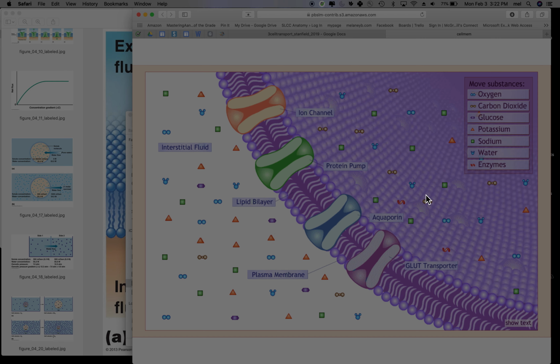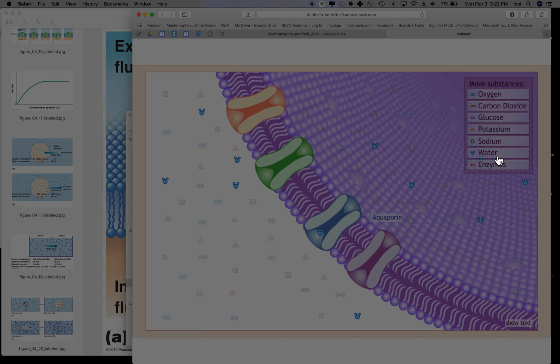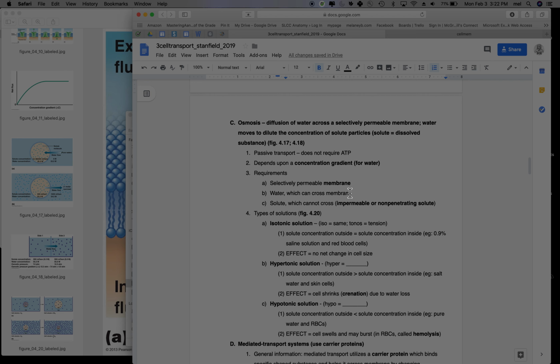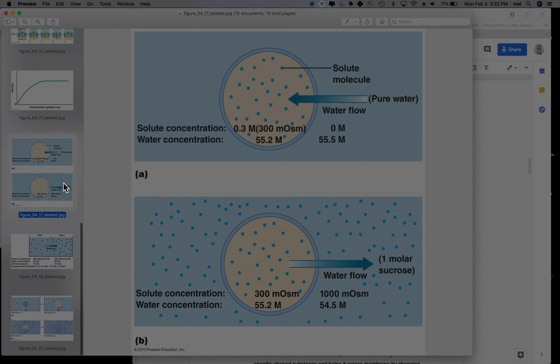So how does water diffuse? Water diffuses by osmosis, but osmosis is just water diffusing across a selectively permeable membrane. So if we get it started, you can see water diffusing across there, but most water goes through the aquaporin. Aquaporin is a special water channel that seems to be really abundant in cell membranes. So it is passive transport because, of course, it is diffusion. It does depend upon a concentration gradient. It depends upon the concentration gradient for water.